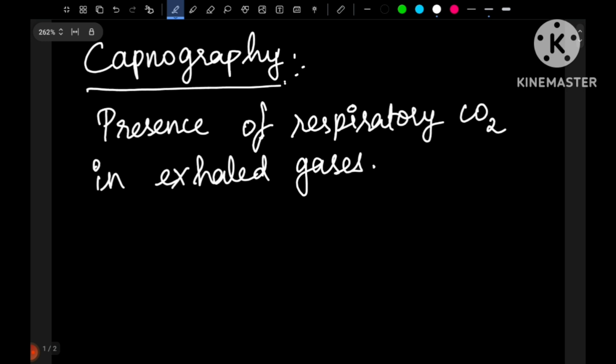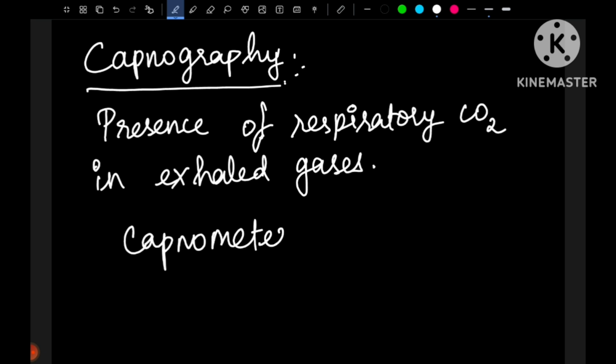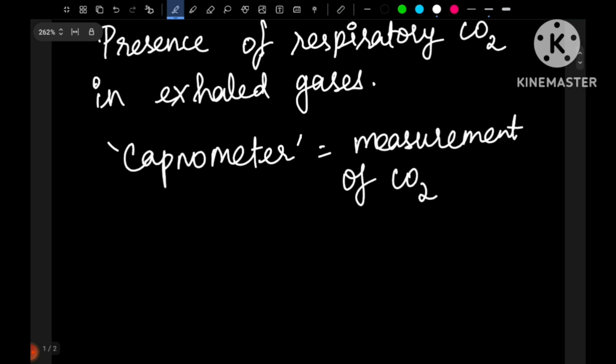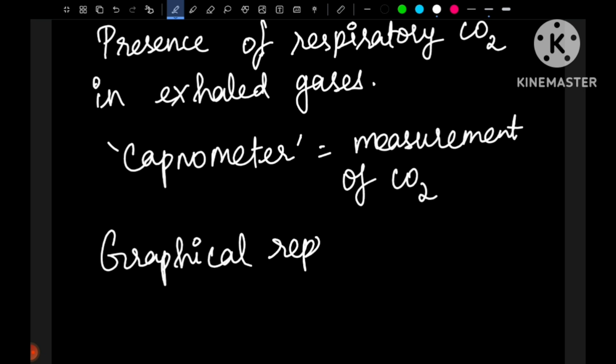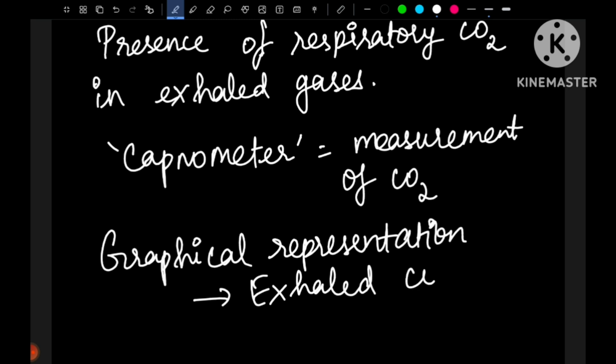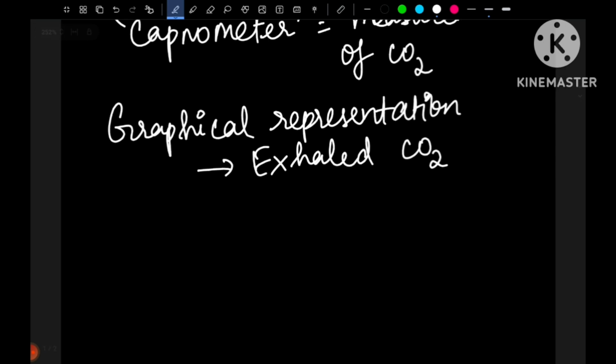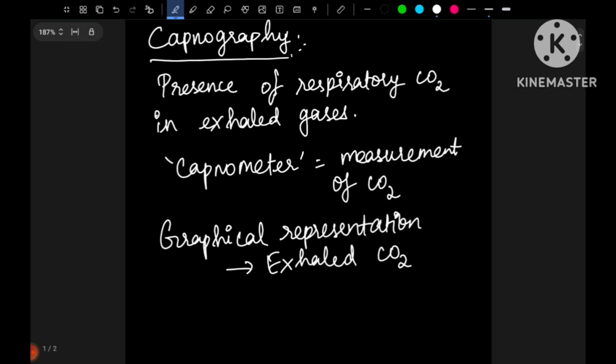First of all, in general, there is another term known as capnometer, which is the measurement of carbon dioxide. But here we are going to discuss capnography, which is the graphical representation which denotes the presence of exhaled carbon dioxide. Another term we are going to discuss is end-tidal carbon dioxide, which we'll see after a little while, discussing the graphs.